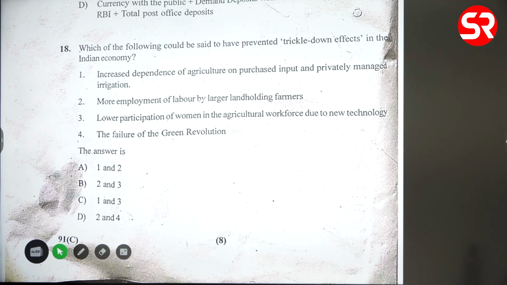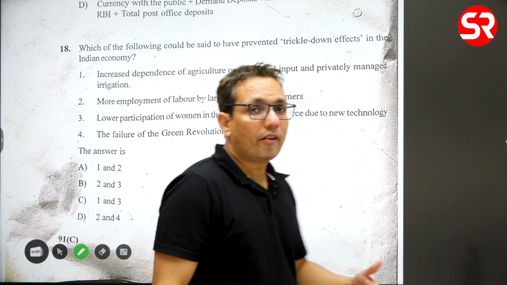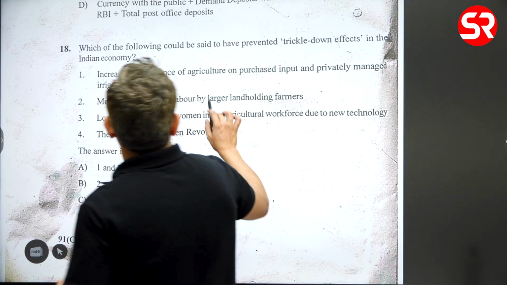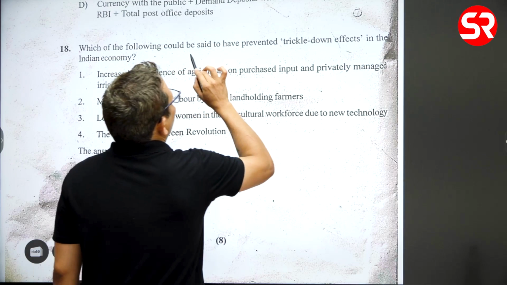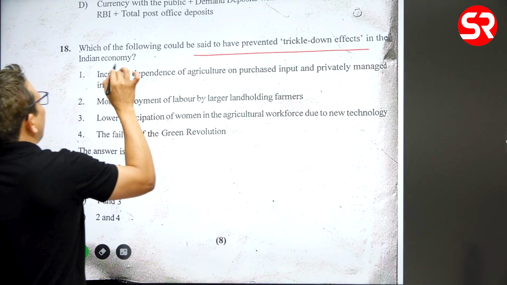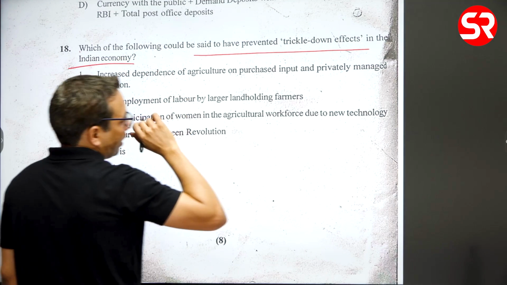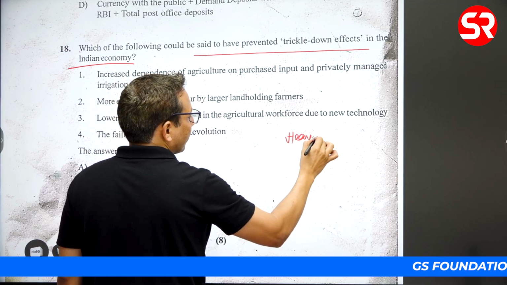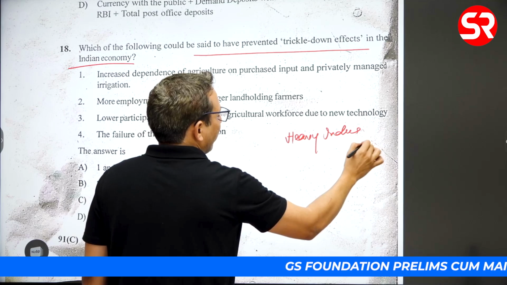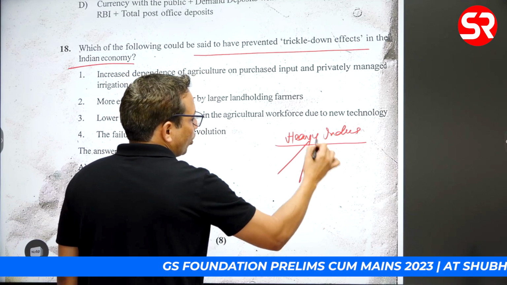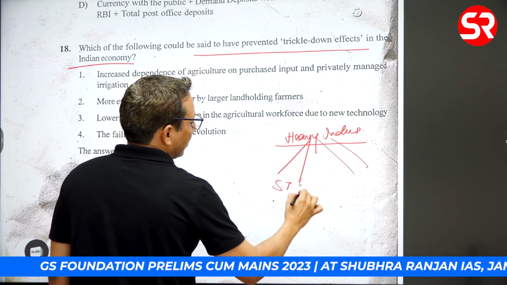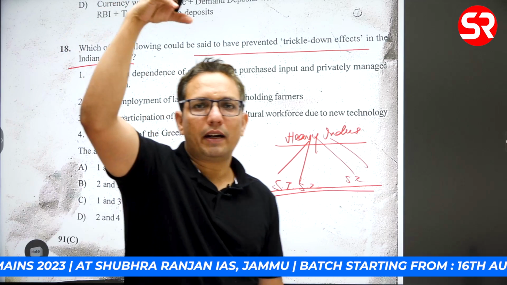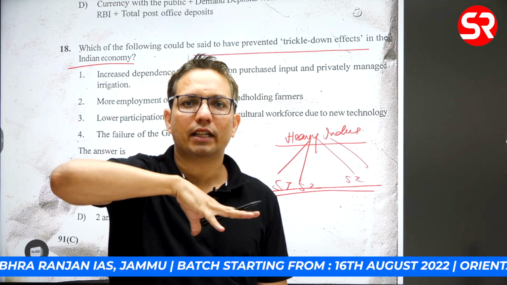Next question, again a little bit complicated. Here we would be getting the answer by negation. So what is the question? Which of the following could be said to have prevented trickle-down effects in the Indian economy? What is the trickle-down effect? It is when growth happens in heavy industries. That is, when heavy industries and large companies are set up, and then to support them, small industries are set up. That is called the trickle-down effect. First the growth happens at the top and then gradually it goes down.